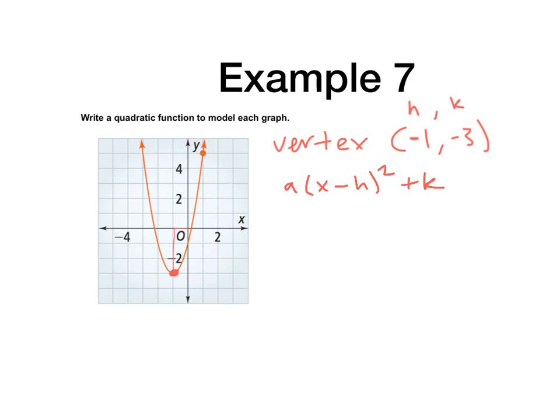Perfect. So now we can just plug in the h and the k. So we have a times x minus h, which we have to flip the sign, so it becomes +1 squared, plus our k is negative, so we're going to do -3. So now we need to find this a value.